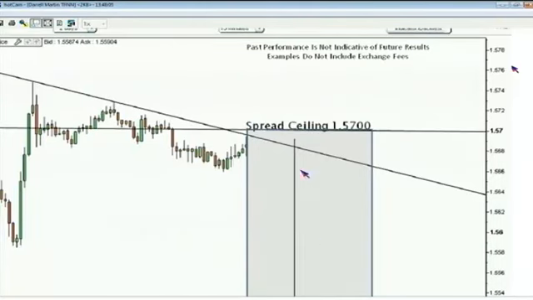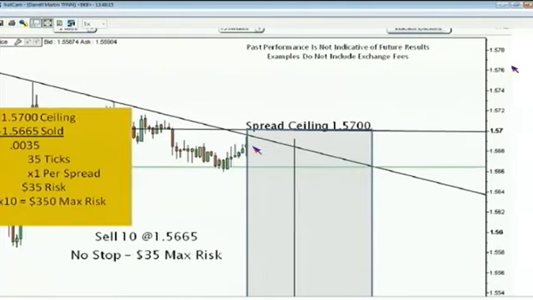And I go in and I go, you know what? I'm going to go ahead and sell the spread when it's down here at 1.5665. So when it's starting to move back down, I have no stop loss, okay? Because I have a $35 maximum risk. And I can allow it to spike against me and come back down. So basically my stop loss is my spread ceiling versus having an order that knocks me out, okay? Because it stops my losing, but it doesn't stop my trading.